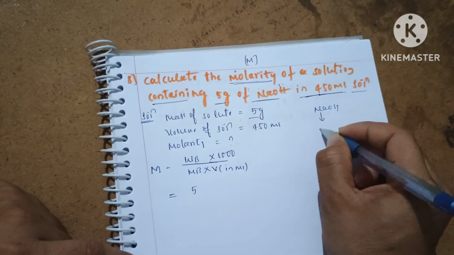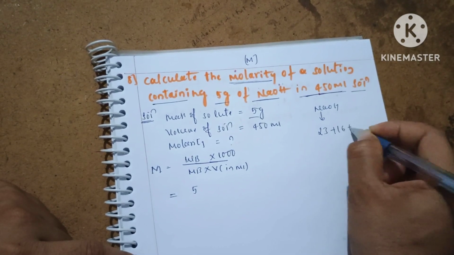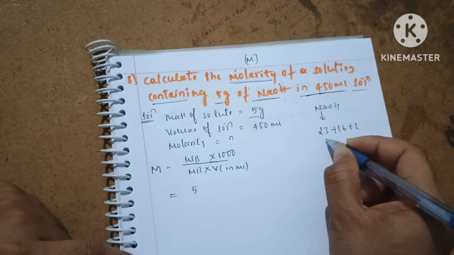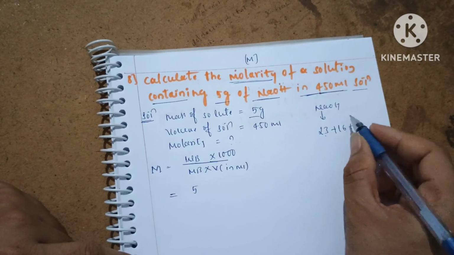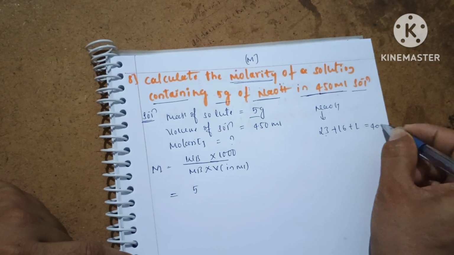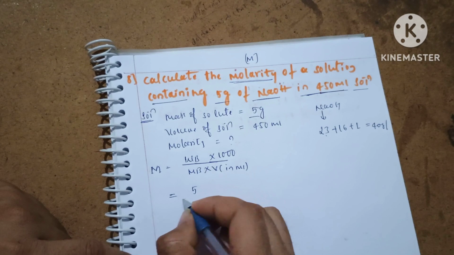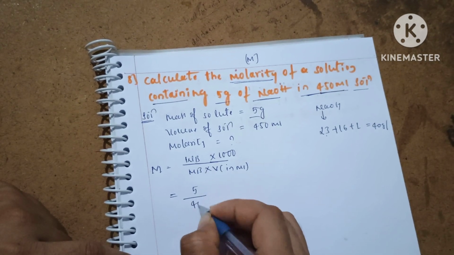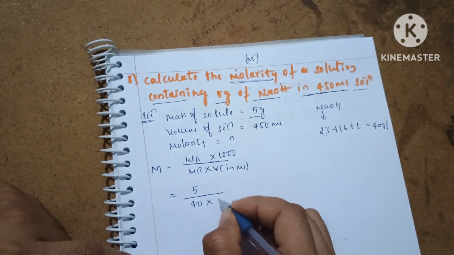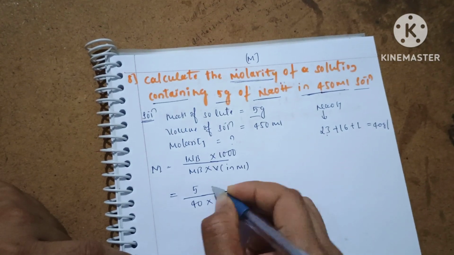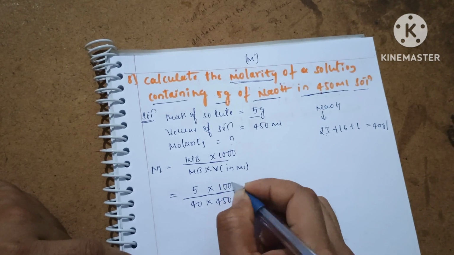Molar mass of NaOH is 40 gram. How? The atomic mass of sodium is 23, oxygen is 16, and hydrogen is 1. That is 23 plus 16 is 39, plus 1 is 40, which is equal to 40 gram per mole. Therefore the given molar mass is 40. Next, the volume of solution he has given is 450 ml, and hence it is in ml, so I have to multiply by 1000.